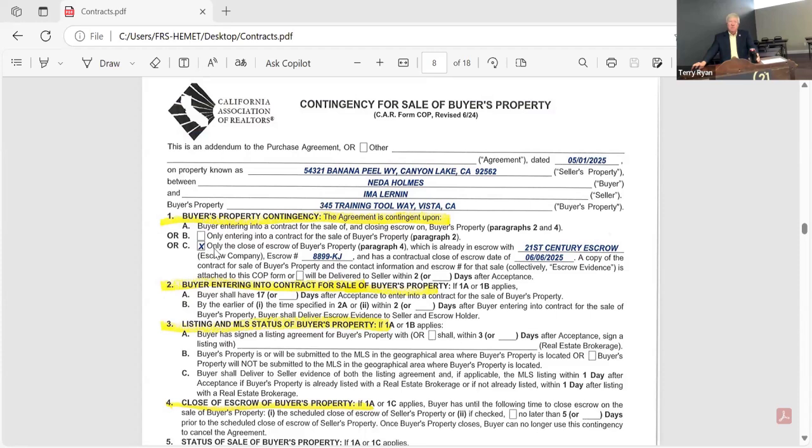This is a little safer one to check, only on the close of escrow of the buyer's property, which is already in escrow with 21st Century Escrow. Escrow number, blah, blah, blah, close date of blah, blah, blah, and it's all evidenced here. So we have actually a property in escrow, which makes a lot of difference when you're talking about a contingency for sale of property.